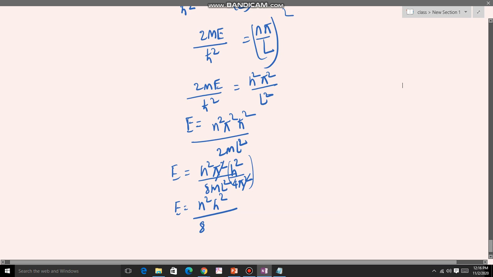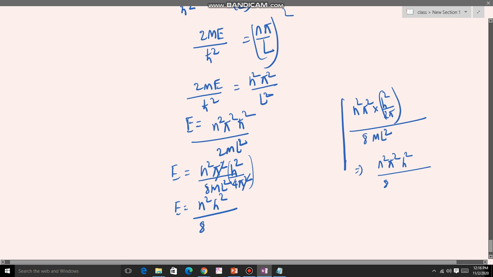Now I can just write that. Okay, so here n square pi square into h square divided by 2 pi square into 8 ml square, that is now n square pi square h square divided by 8, what is the 2 there, 2 into 4 is 8 ml square into pi square. So pi square gets cancelled, so that is 8 ml square.